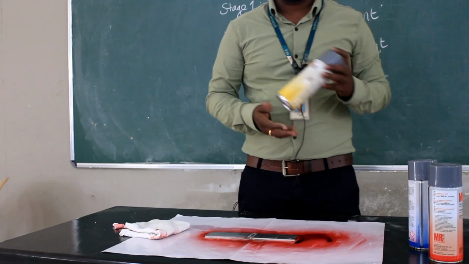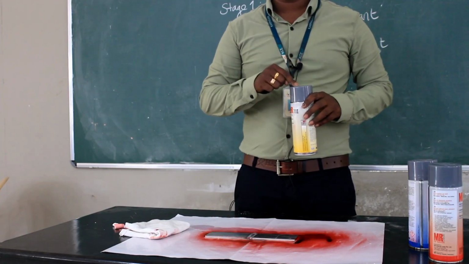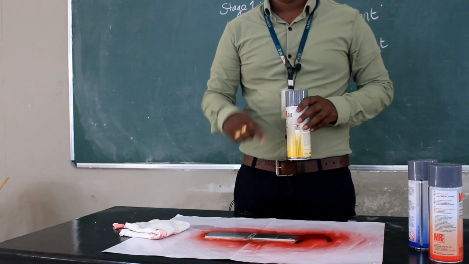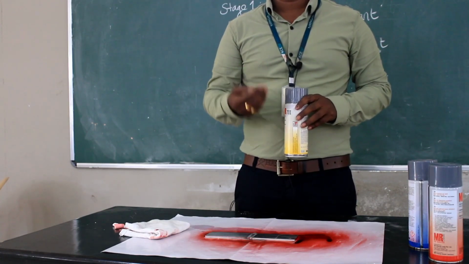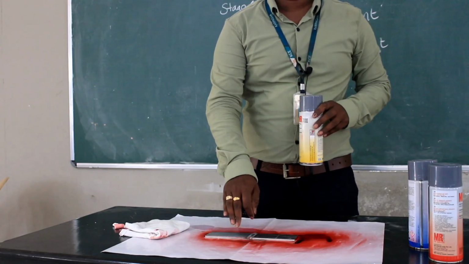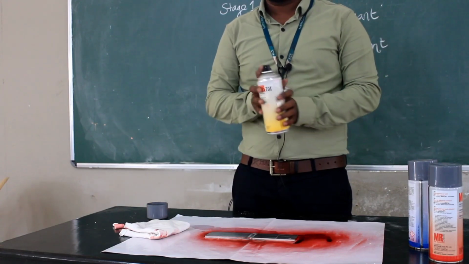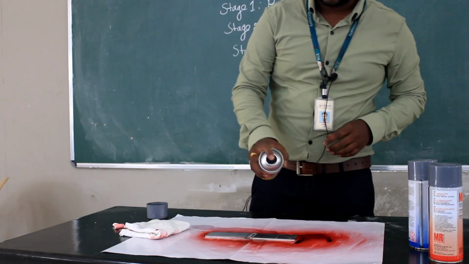The final stage of LPT is applying the developer. Why do we apply the developer? Because we have already applied the penetrant. When we apply the developer on the surface of the welded sample, the penetrant will be drawn up to the surface due to capillary action. So I am applying the developer on the surface of the welded sample, like this.